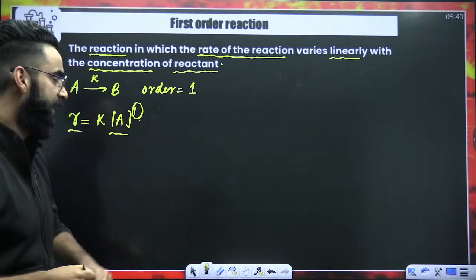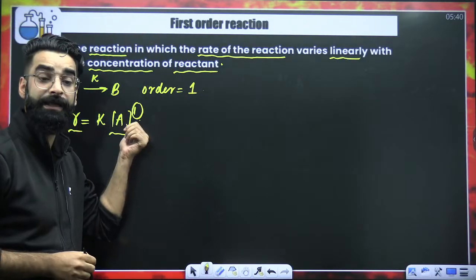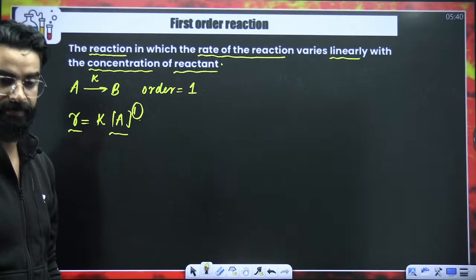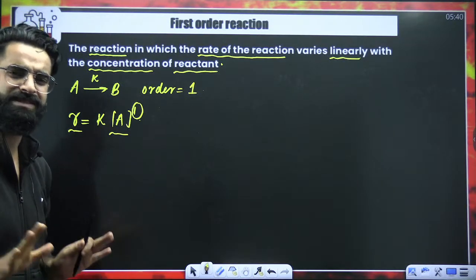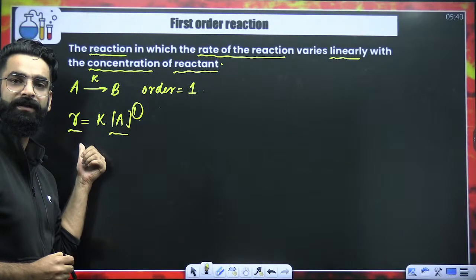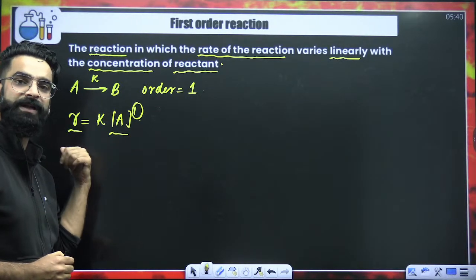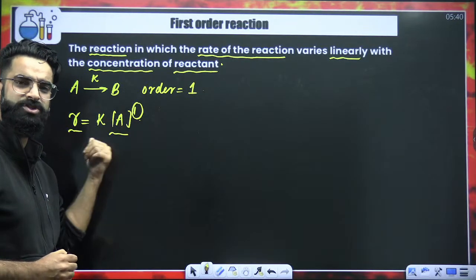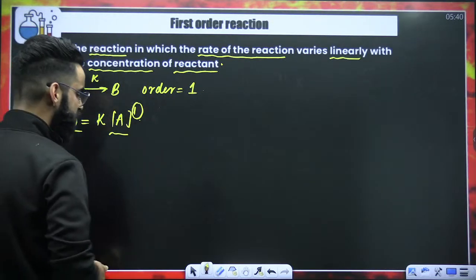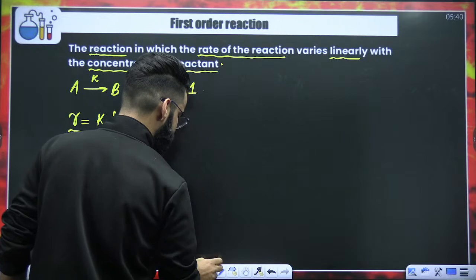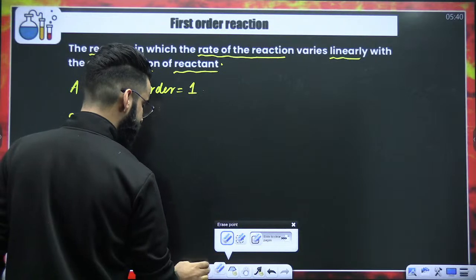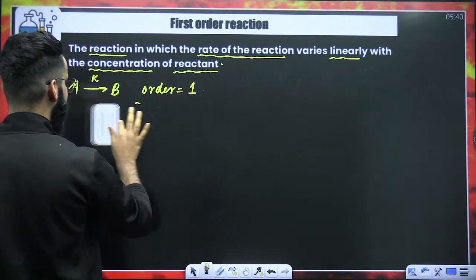Any such reaction in which rate of reaction varies linearly with the concentration of reactant, we call that particular reaction the first order reaction, right? Very, very simple and basic. If you double the concentration of A, the rate will double. If you triple it, the rate will triple. If you make it 4 times, the rate will become 4 times. So rate is varying linearly with the concentration of reactant. What do you call that reaction? You call it the first order reaction, right?